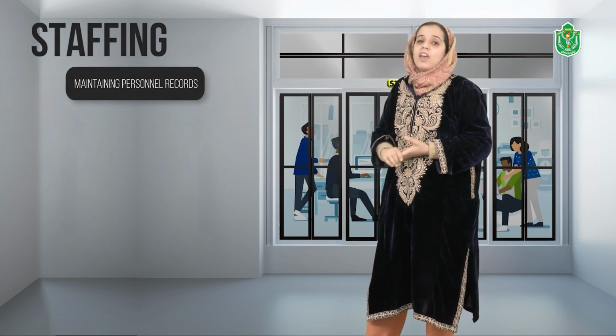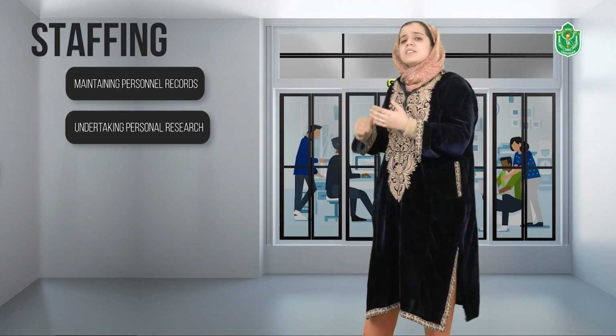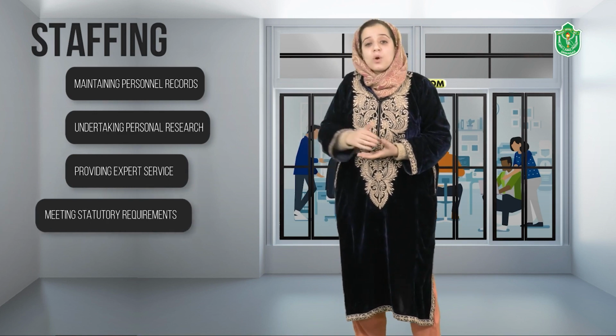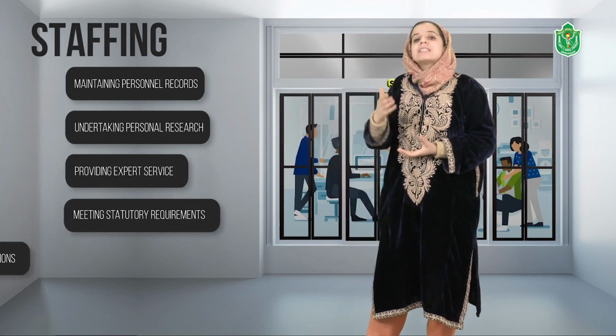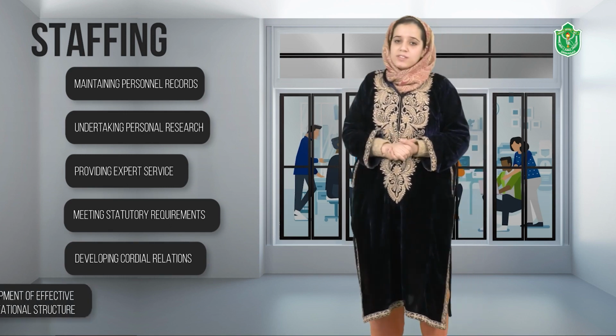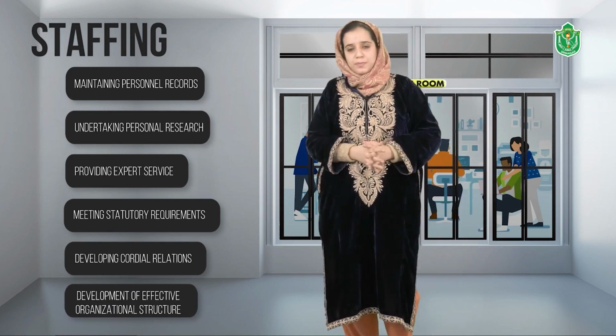Human resource management actually consists of 8 activities. First is staffing. Next is maintaining personal records. Then formulating personal policies, undertaking personal research, providing expert service, meeting statutory requirements, developing cordial relations, and development of effective organizational structure.